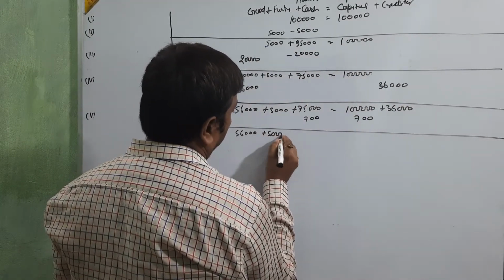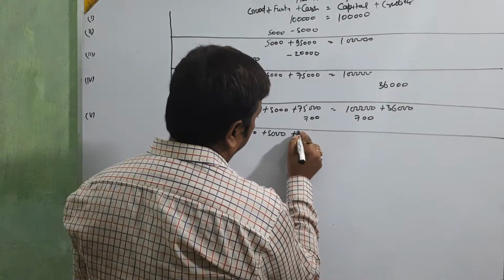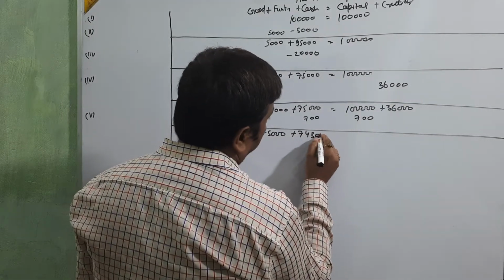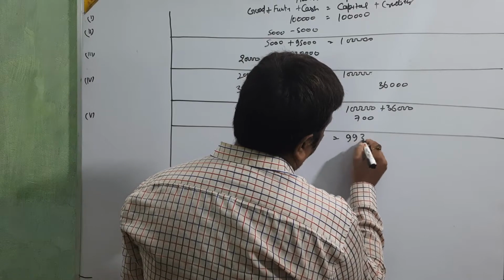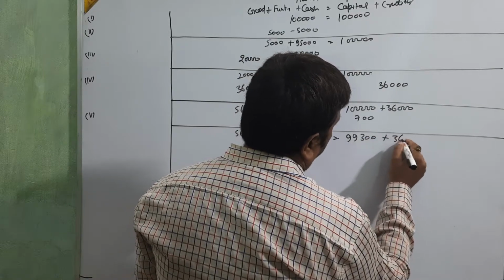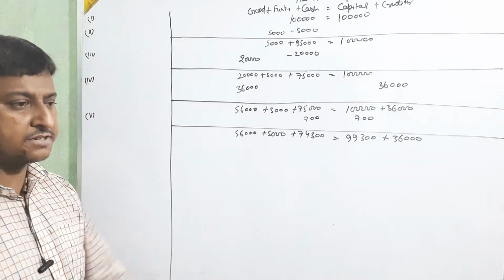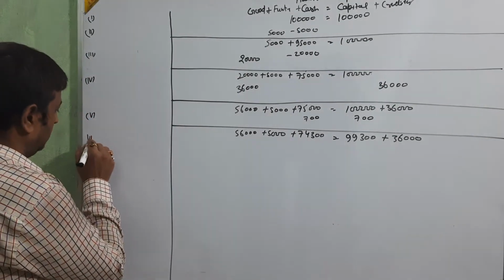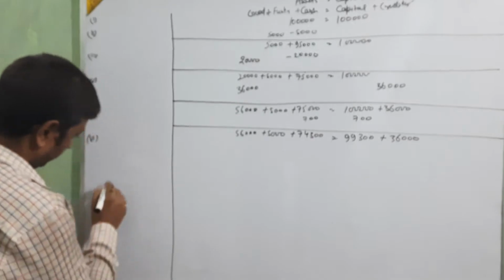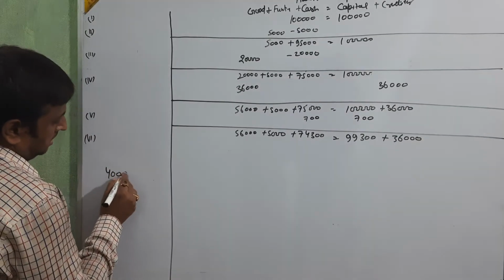56,000, 5,000, 74,300, 99,300 plus 36,000. Okay, beta? Clear? Next. Goods costing 40,000, sold at a profit of 20% for cash.